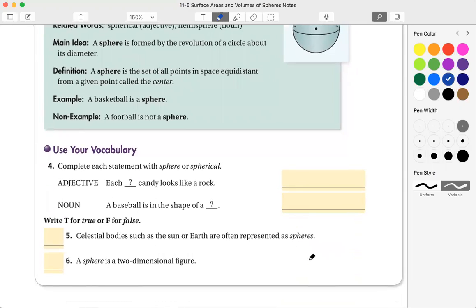Let's complete each statement with sphere or spherical. Each spherical candy looks like a rock. A baseball is in the shape of a sphere. True or false? Celestial bodies such as the sun or earth are often represented as spheres. That's true. A sphere is a two-dimensional figure. That's false.